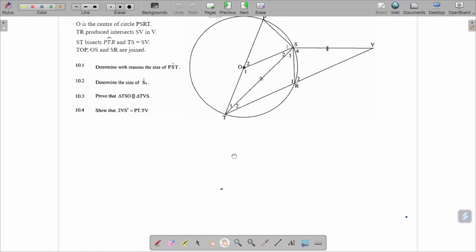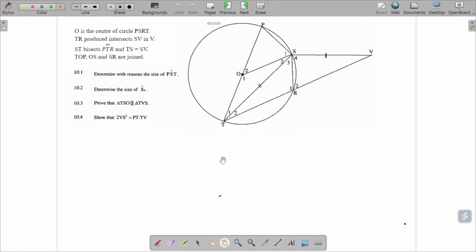Cool. So again, let's read through the text. O is the center of the circle PRST. Again, let's mark it for the moment. We do have a diameter in play here. We don't have any lines going to any chords, and we do seem to have an angle coming off that diameter. Okay. TR produced intersects SV in V.